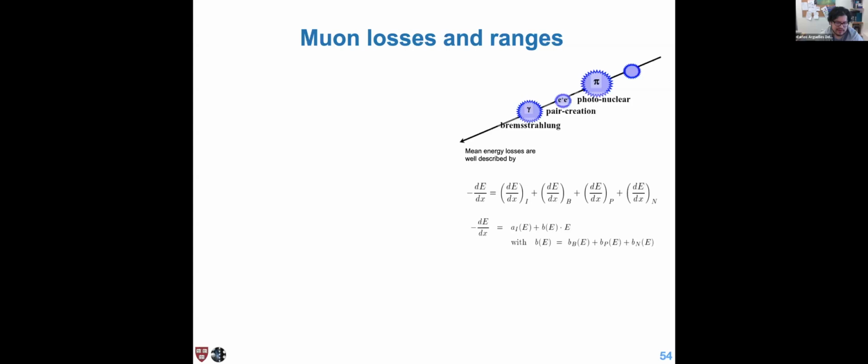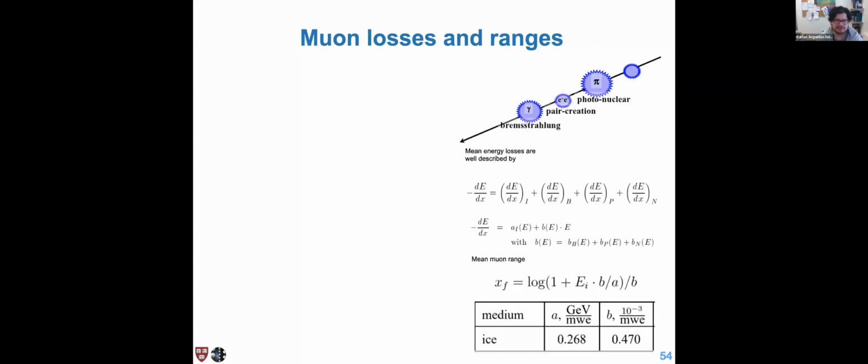So you can write the energy loss of the muon as minus dE/dx equal to some term that's ionization, which is approximately energy independent, not quite, but approximately, plus some constant that is approximately energy independent times a factor of E. In the approximation that a and b are exactly energy independent, you can solve for the distance that a muon can go through before it loses most of its energy. That is given by this solution here, which depends on the log of the muon energy. It's going to depend on the energy loss coefficients, which are material dependent. So for ice, these coefficients are given by those terms over here.